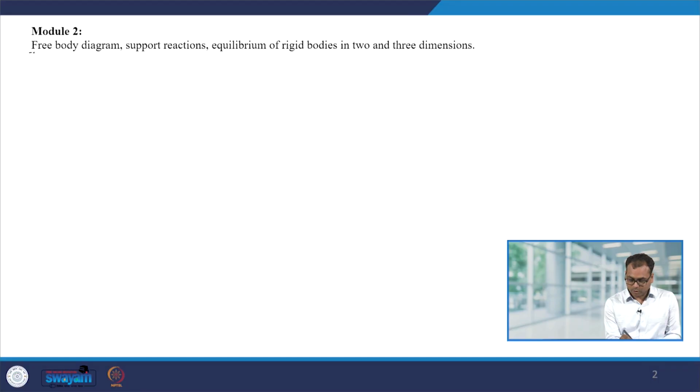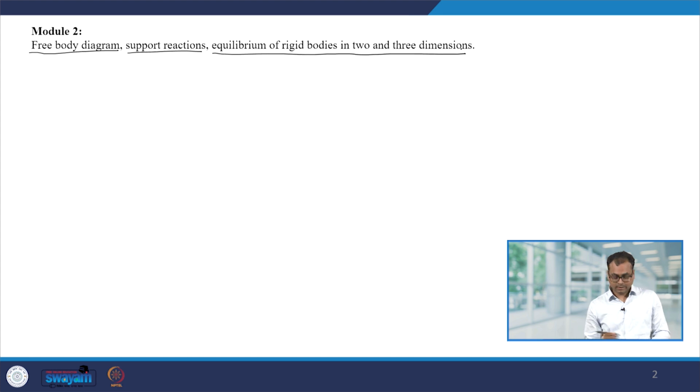Today we are going to start the second module of this course. In this module, we are going to discuss the free body diagram, the support reactions, equilibrium of rigid bodies in 2 and 3 dimension. The first step to study the equilibrium analysis is to identify all the forces that are acting on it, and for this we need the free body diagram. So, let us see what is free body diagram.